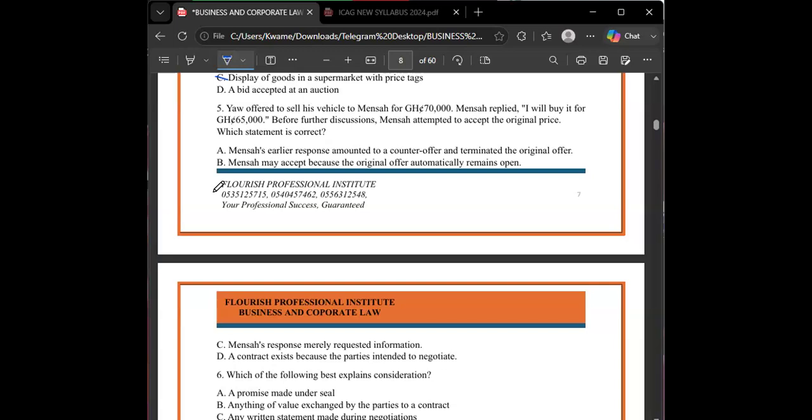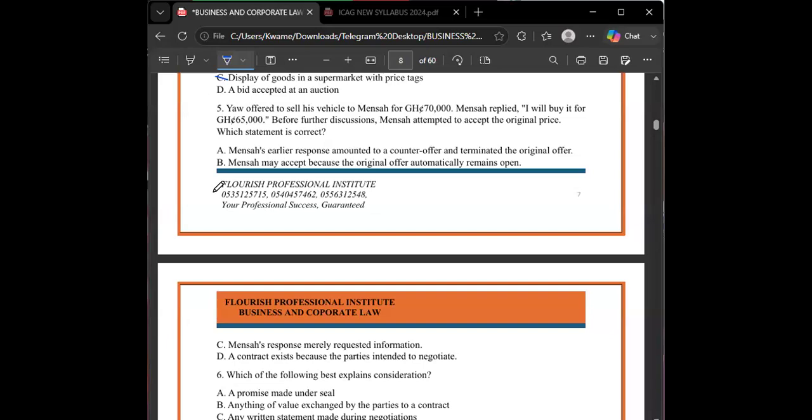It's a little technical. Betsy, please help John Beagle. This is law of contract. Mensa's earlier response amounted to a counter offer and terminated the original offer. So you are choosing A.